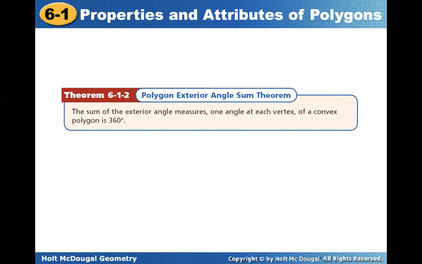So we have Theorem 6-12, the Polygon Exterior Angle Sum Theorem. The sum of the exterior angle measures, one angle at each vertex, of a convex polygon is 360. What it means by one angle at each vertex is you can't do both sides of that extension. Just do one side of that extension, the angle it forms with the side.